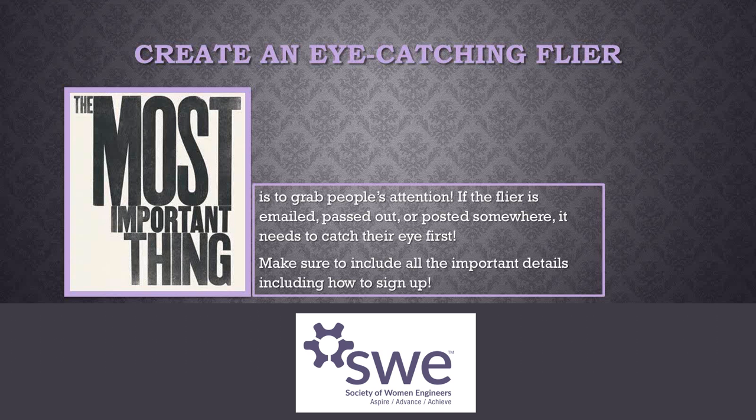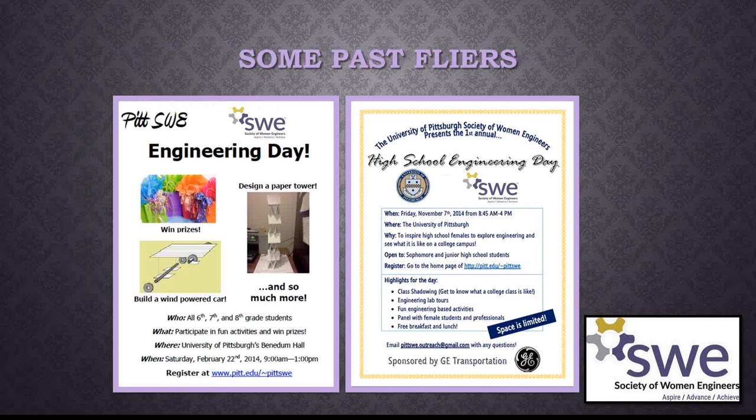So people won't just pass it up, but they might see, oh, the word engineering, an outreach event, high school student, and parents can be like, oh, wow, I have a child who's a high school student who might be interested in this. And in addition to those bold keywords, you really want to make sure that you include all the important details in your flyer, including how to sign up.